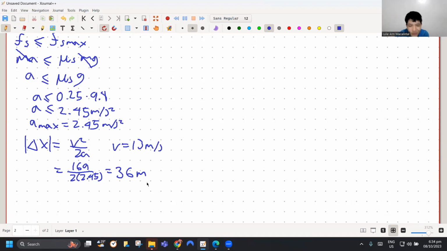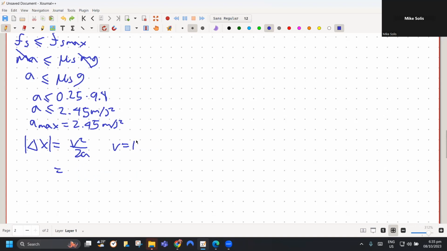That's 36 meters. What I used there was 12.5 for the speed. So, let's try, since V is an intermediate calculation. You should not round off to 2 sig figs yet. Use 3 sig figs. So, the square of that is 156.